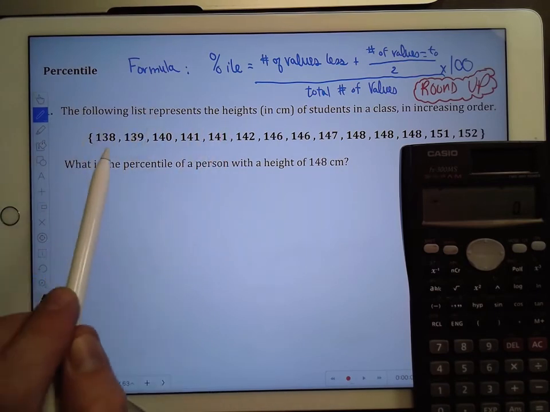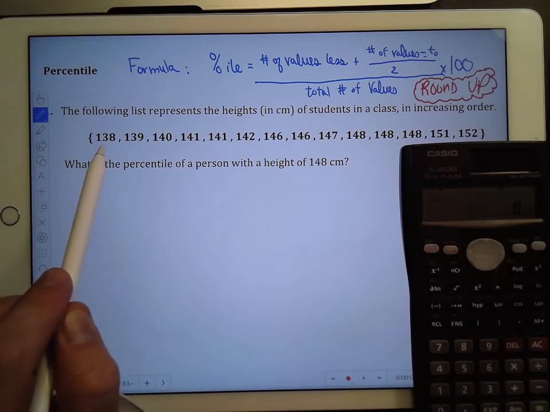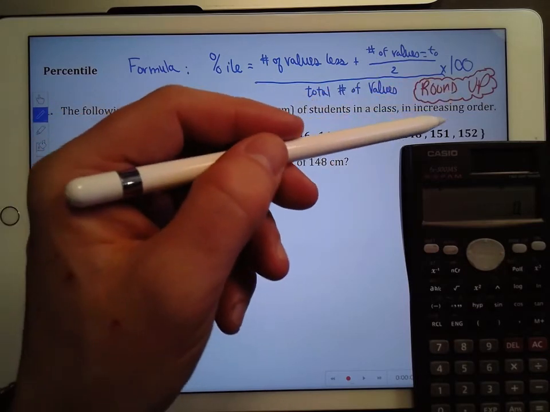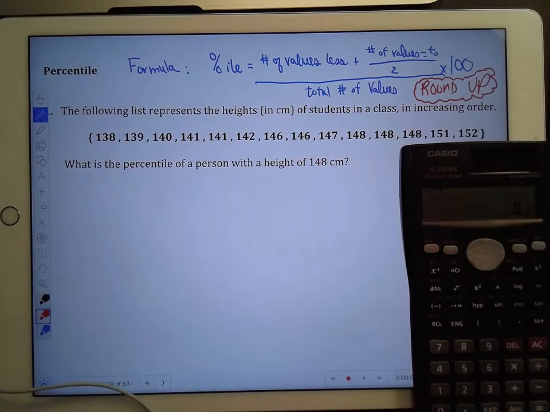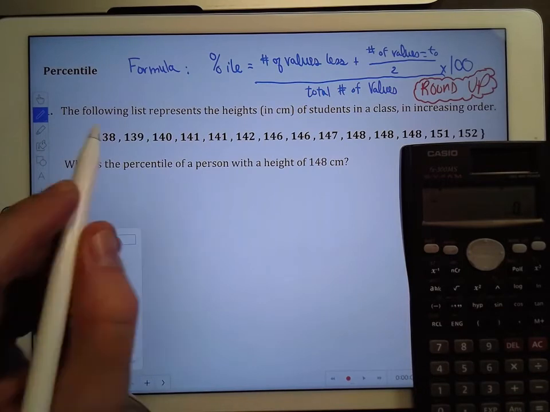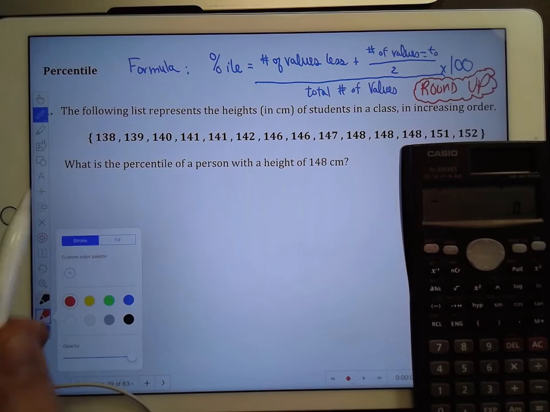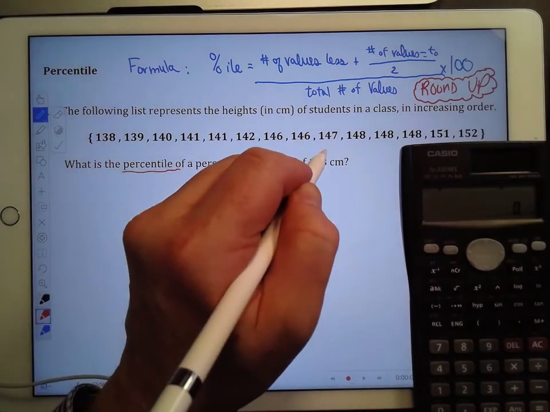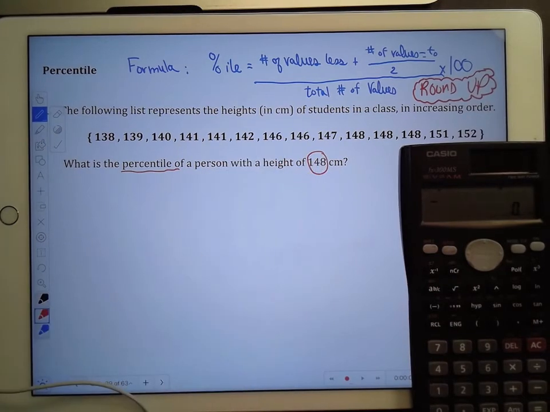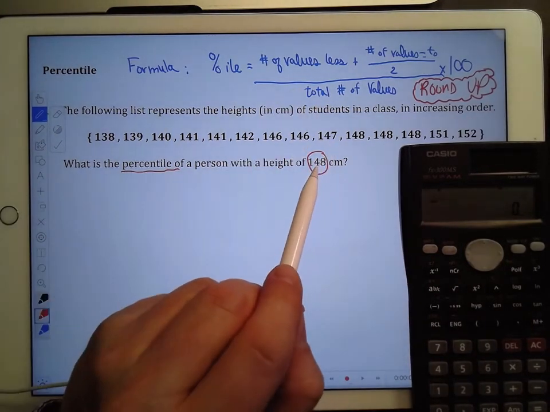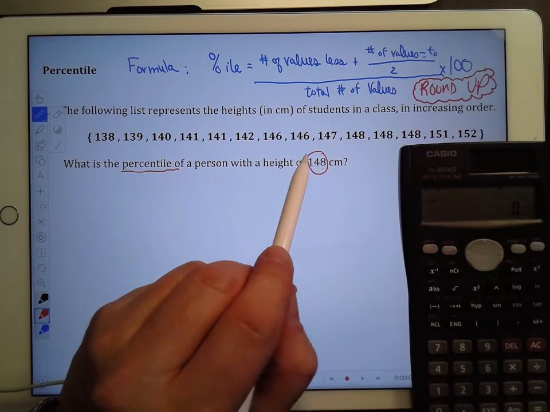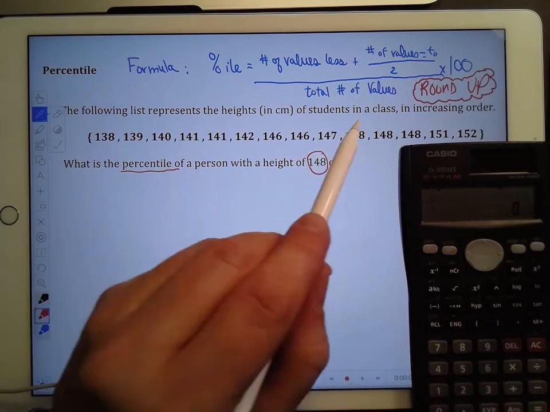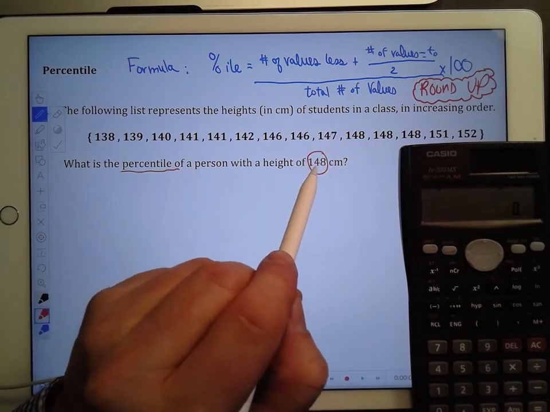So the following list represents the heights in centimeters of students in a class in increasing order. Our shortest student is over here at 138 centimeters, and our tallest is over here at 152. And the question is, we want to know what is the percentile of a person with a height of 148 centimeters. So this is the target value that we're being asked about, and we want to know what percentage of the population of this distribution are we beating or the same as.